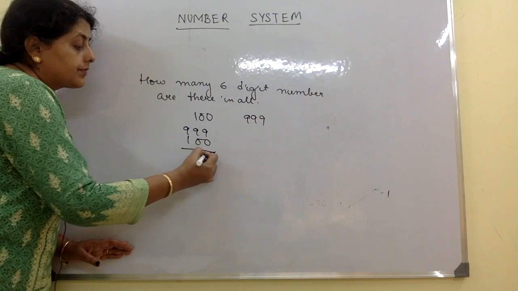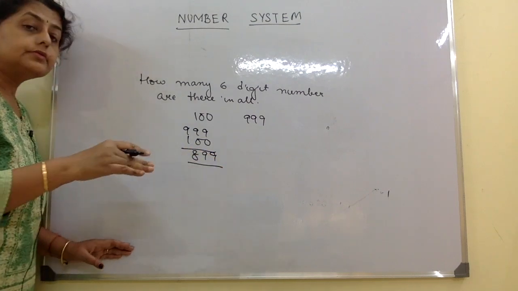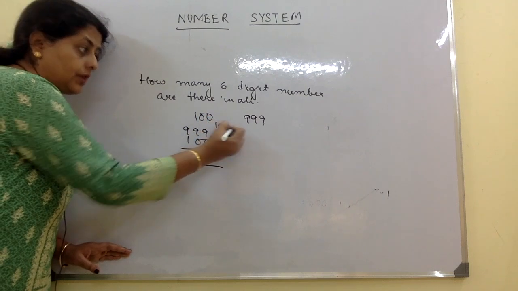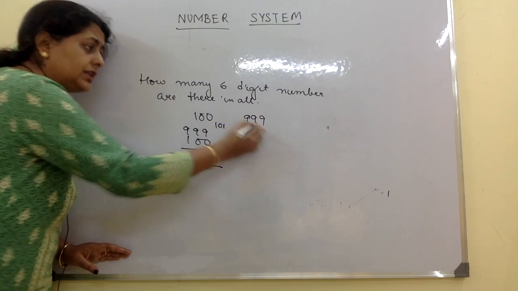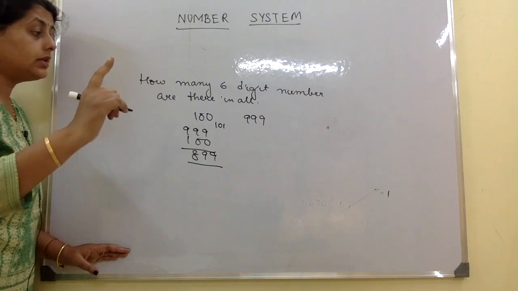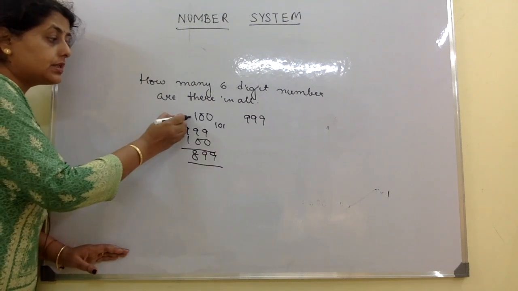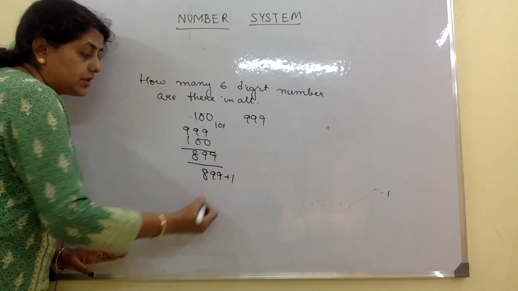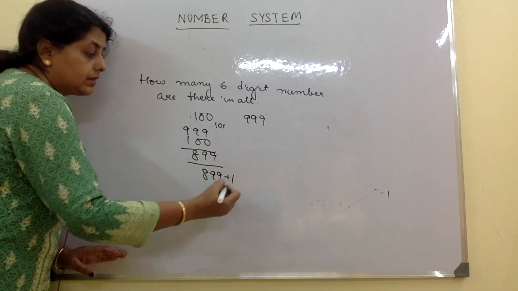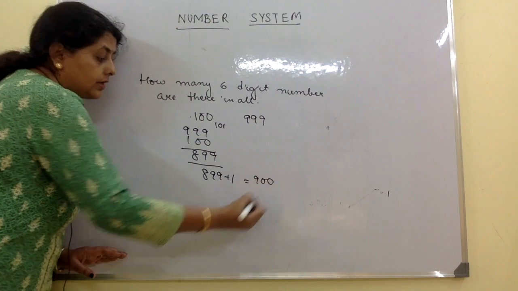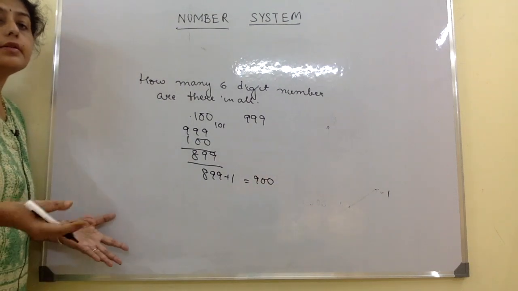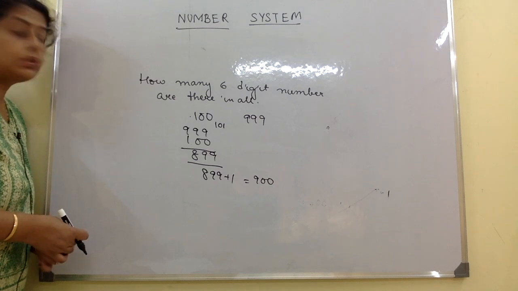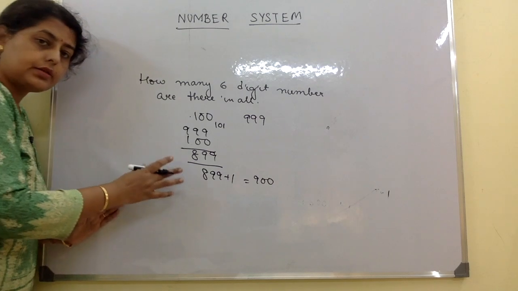and that is 899 numbers after starting from 101 to 999. Okay, but then we missed one 3-digit number, that is the 100 itself. So what we do? 899 plus 1, and that is equal to 900. There are a total of 900 3-digit numbers.